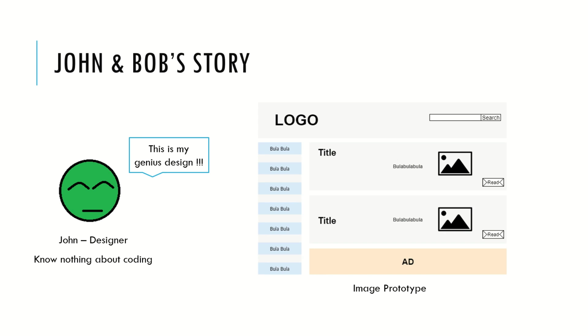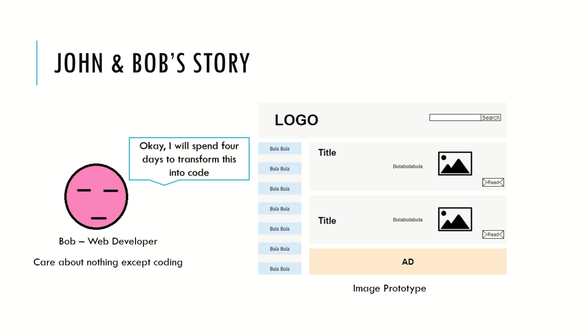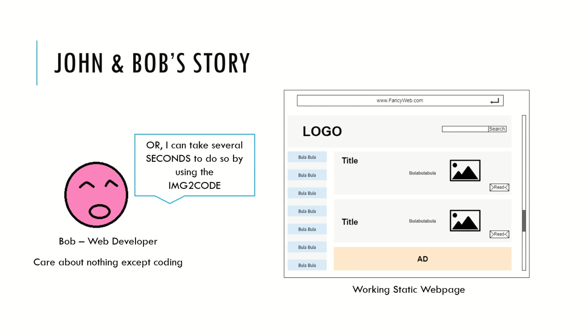So John hands his design image prototype to Bob, and probably several days later, the working version of John's fancy design would become true. Sounds quite familiar for web and app developers, right? But things would be different if those two brothers use some auxiliary tools, something like image to code. Image to code here is just a general reference for those tools that synthesize code from input GUI image.